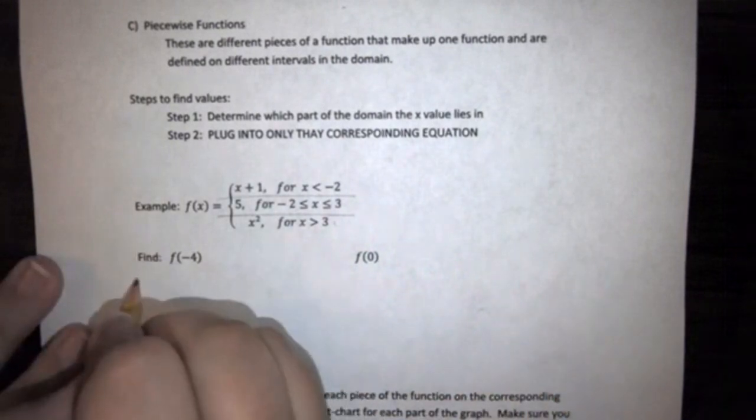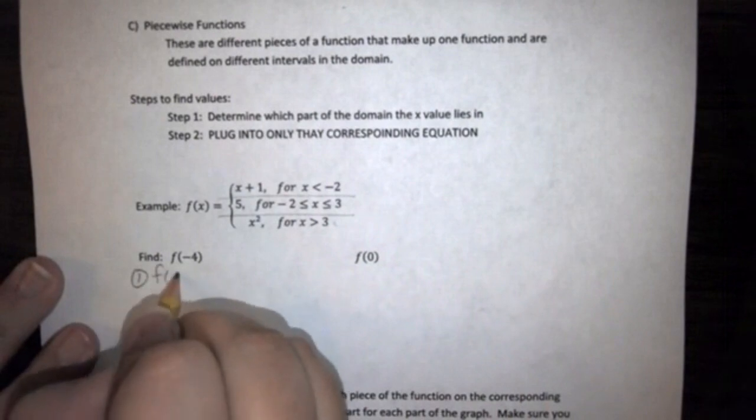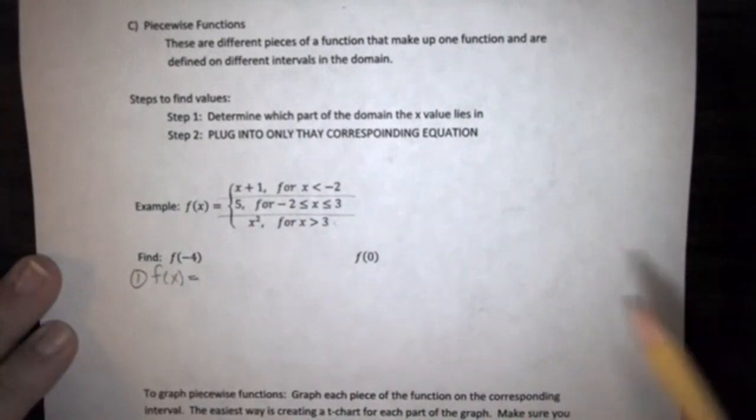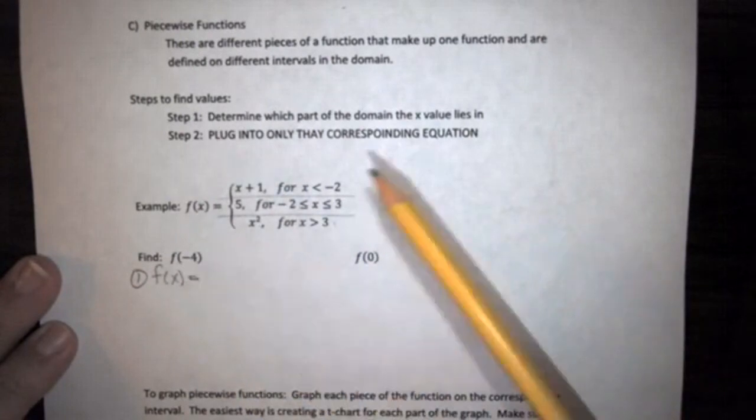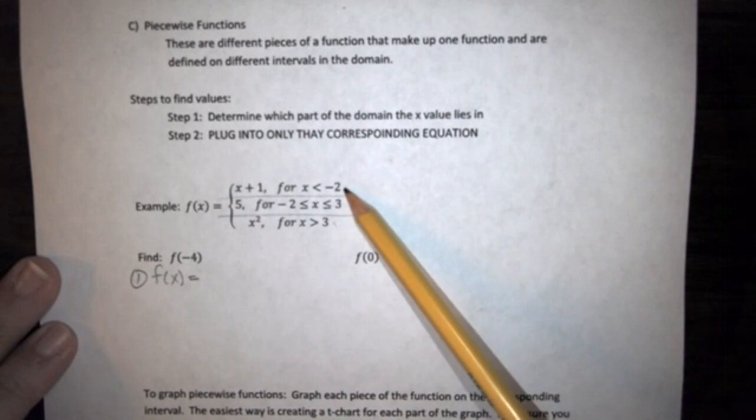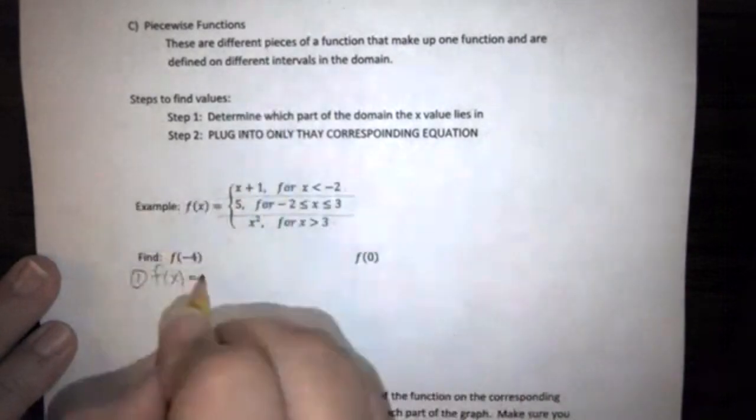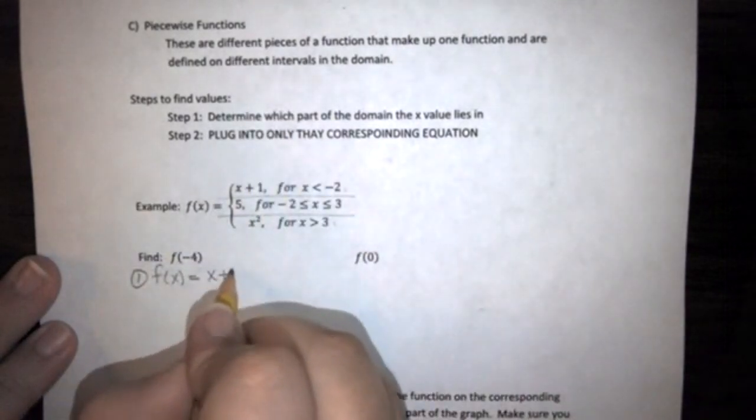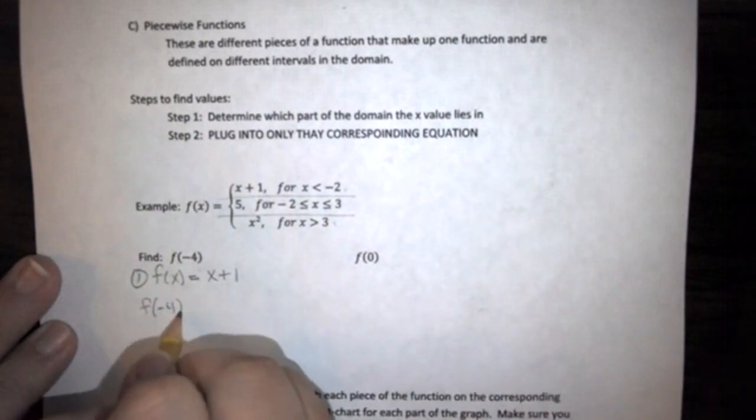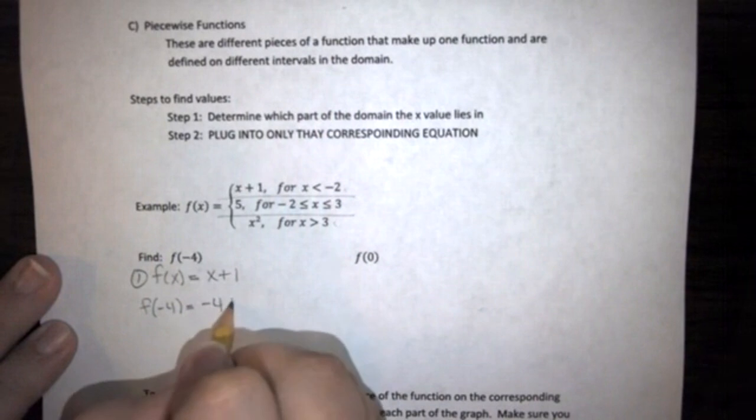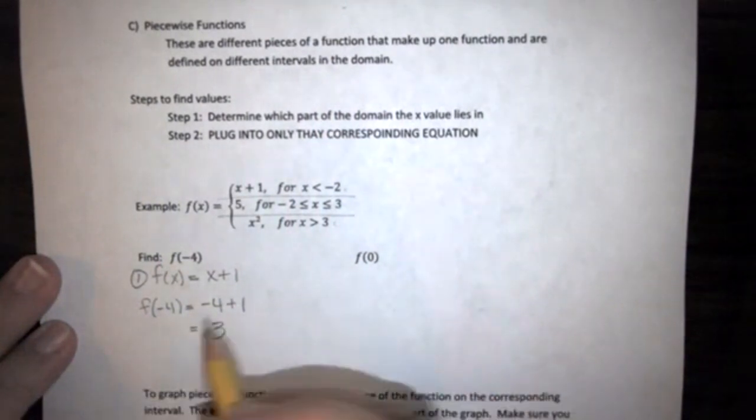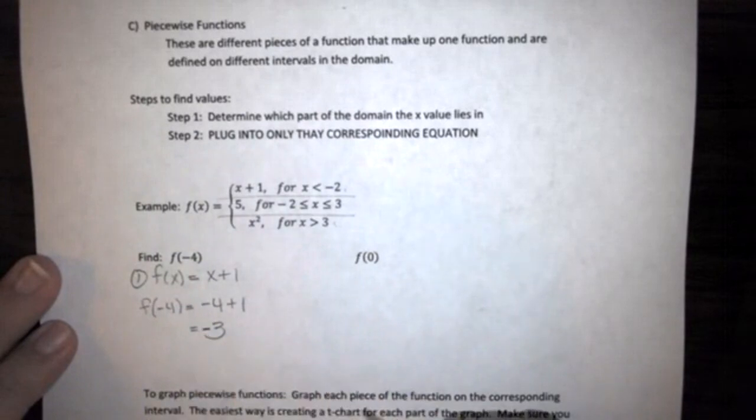So I have to determine, that first step, which function am I using? Well, negative 4 is going to fit into my first domain because negative 4 is less than negative 2. Therefore, I'm looking at the function x plus 1. So to evaluate, f of negative 4 means negative 4 plus 1, which equals negative 3 as a result.